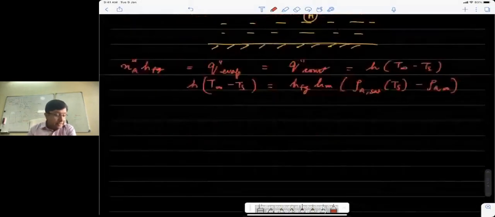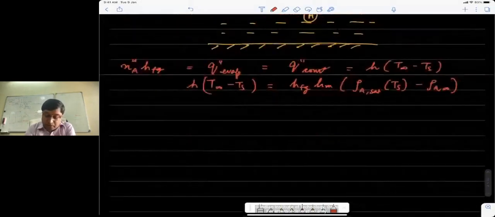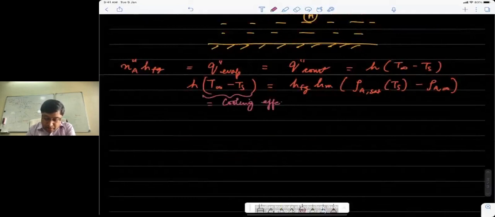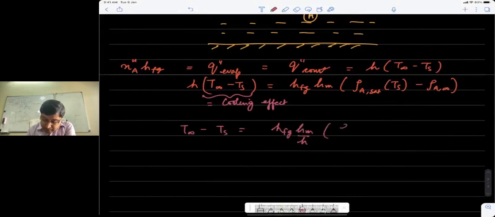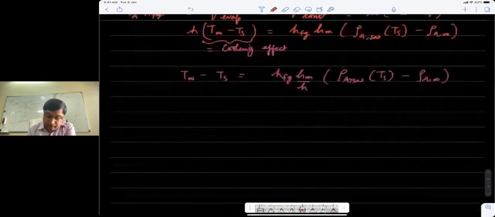Okay, now we can just rearrange this equation. The purpose of doing this analysis is typically to calculate the cooling effect. What is T infinity minus Ts? This is called the cooling effect. How much temperature depression do we see at steady state? So we can write T infinity minus Ts to be h_fg, h_m by h, rho_A saturation at Ts minus rho_A infinity.